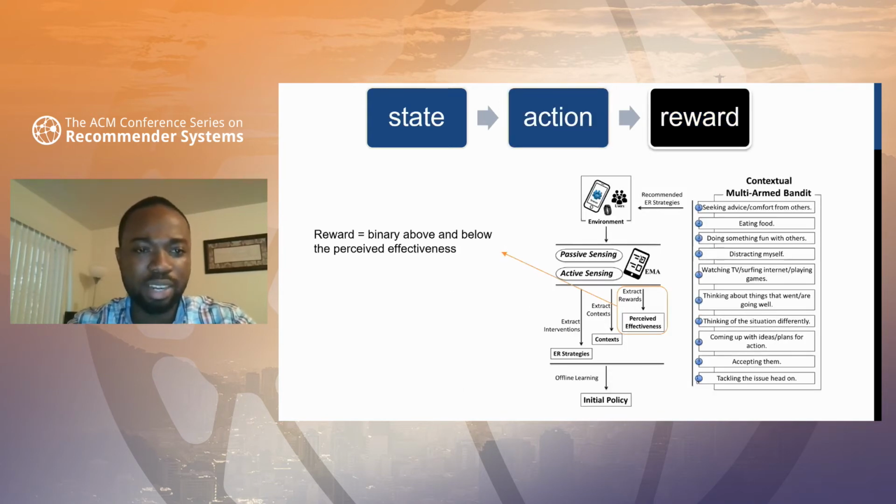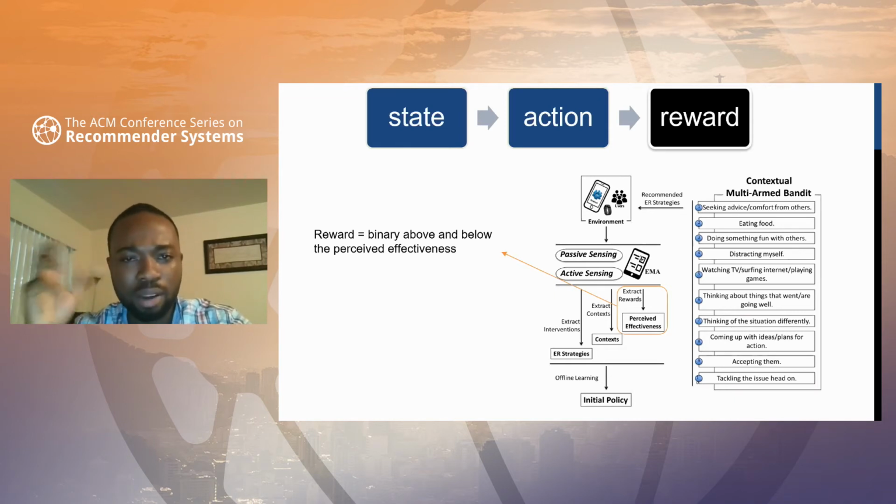And our reward is defined as a binary value, basically above or below the grand mean of the perceived effectiveness. And so we have a positive feedback if the perceived effectiveness is above the grand mean, and negative feedback if below the grand mean.